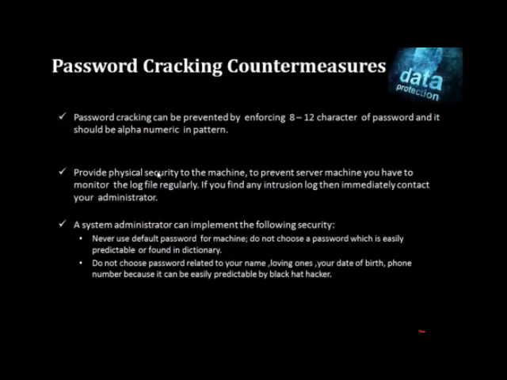Now, it is important for us to take a look into some of the basic countermeasures that can be employed in order to prevent password tracking. Password tracking can be prevented by enforcing 8 to 12 character passwords, and they should be alphanumeric in pattern. Provide physical security to the machine. To protect the server machine, you have to monitor the log file regularly. If you find any intrusion log, then immediately contact your administrator.